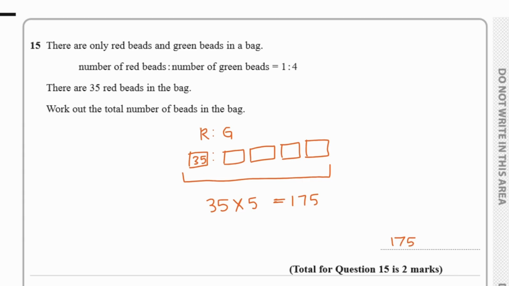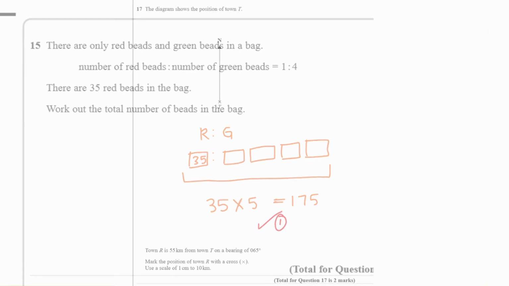This is a 2-mark question. The first mark would be awarded for recognizing that we would have to multiply by 5, and the second mark for a correct final answer of 175.